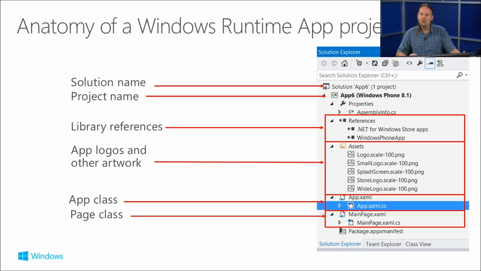Then you've got one or more pages, depending on which template you choose to create a new project. The basic app, the blank app, will have just a single page in it, and typically it's called MainPage. You could call it whatever you like. And then we've got this AppX manifest, the package app manifest.